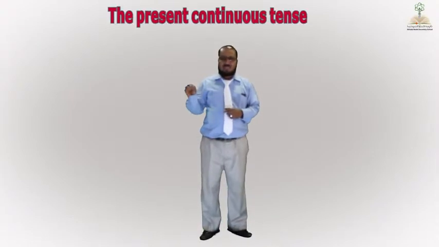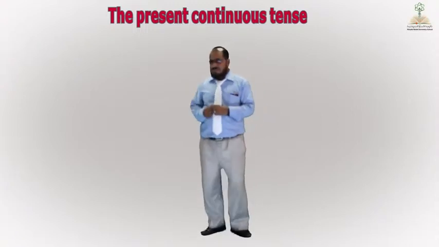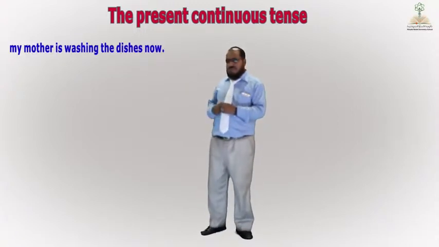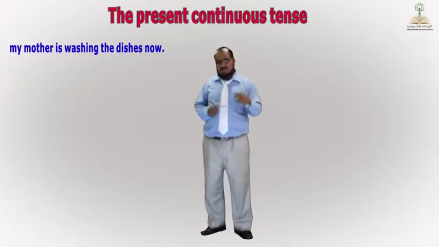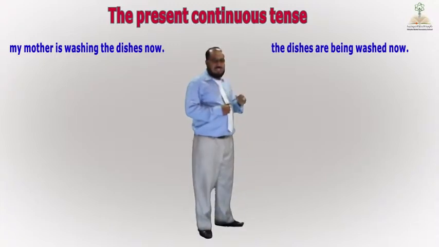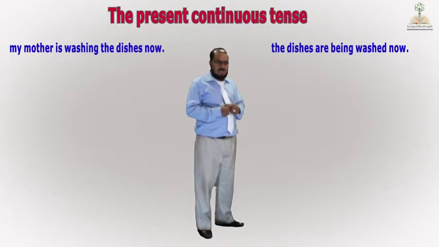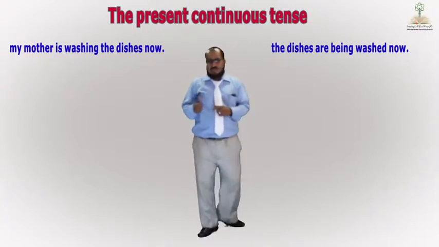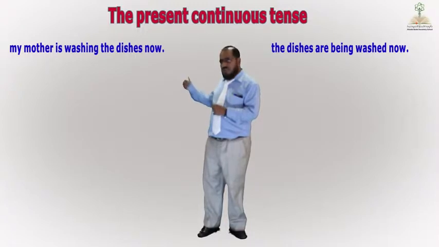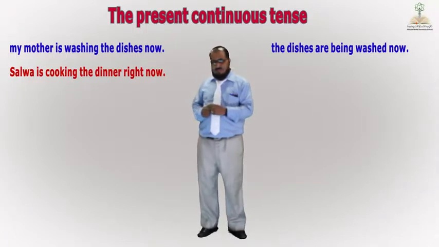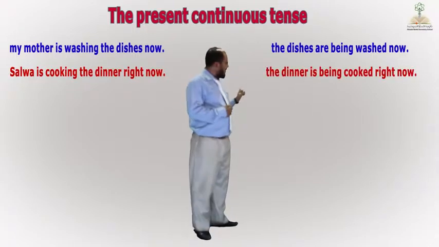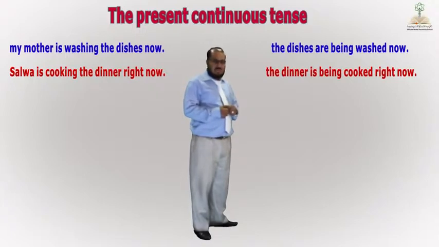Now let's go to the next, number 3, which is the present continuous or the present progressive. Active: my mother is washing the dishes now. Change to passive: the dishes are being washed now. Singular: Salwa is cooking the dinner right now. Passive: the dinner is being cooked right now.